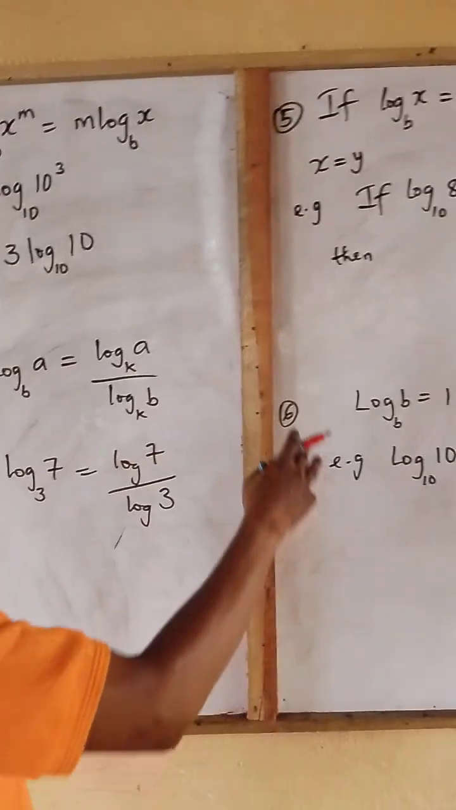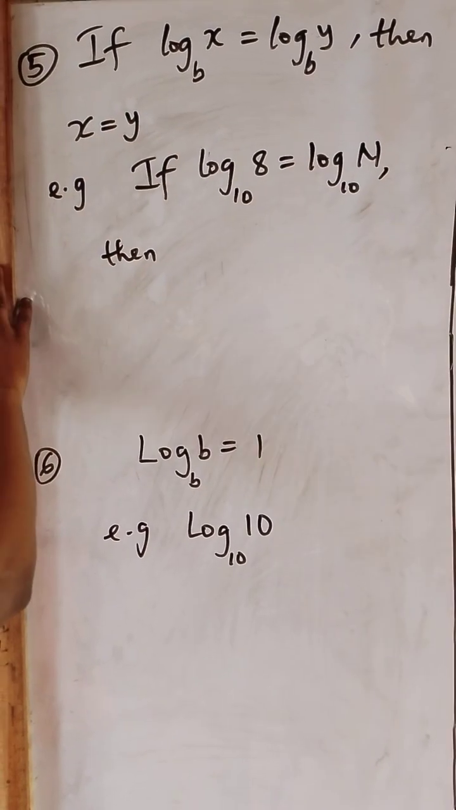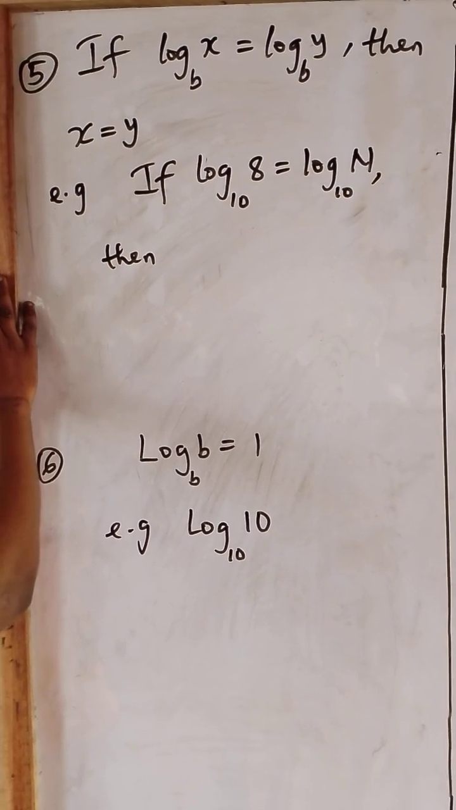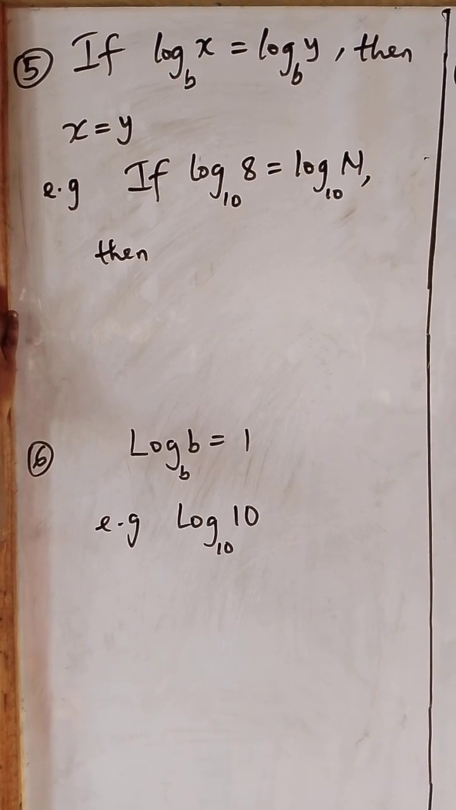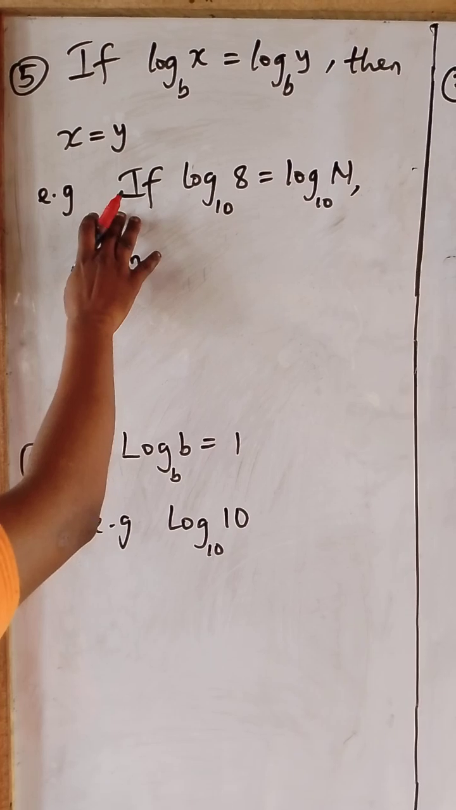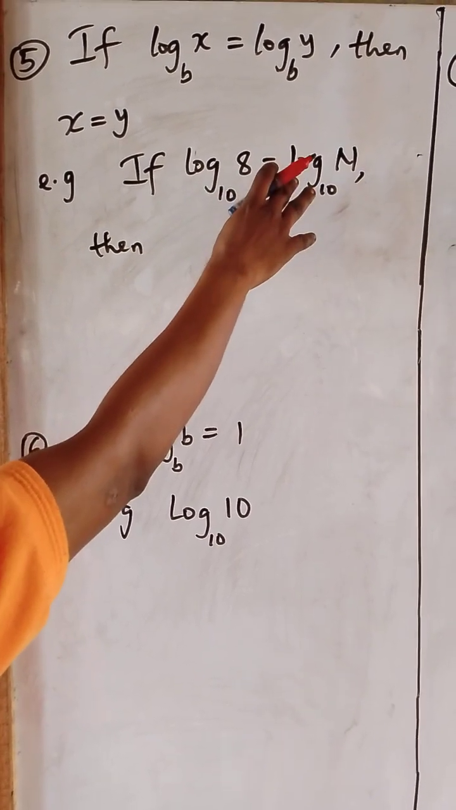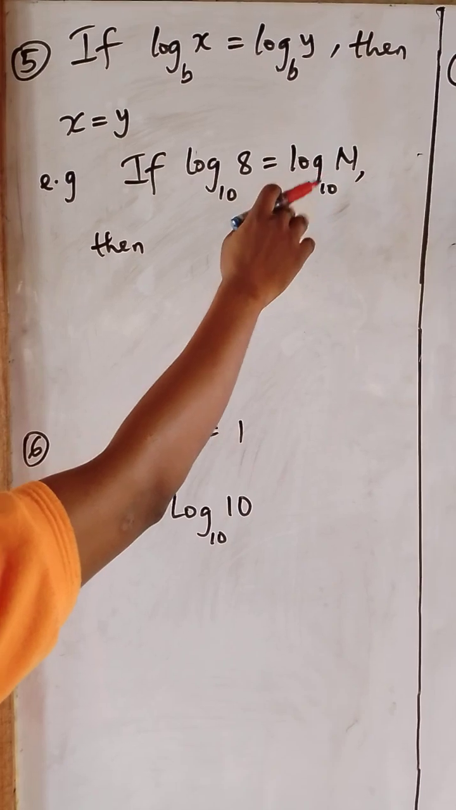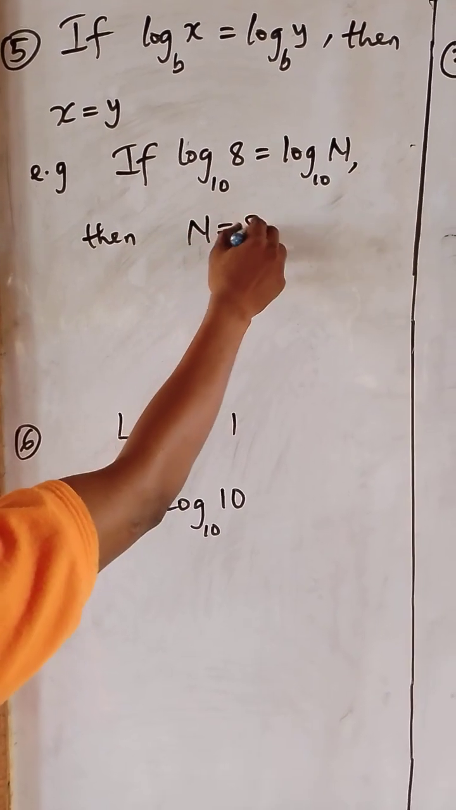Then the fifth law. If log base b of x is equal to log base b of y, then x is equal to y. So that means I can eliminate the logarithm. So if log base 10 of 8 is equal to log base 10 of n, so therefore n is equal to 8.